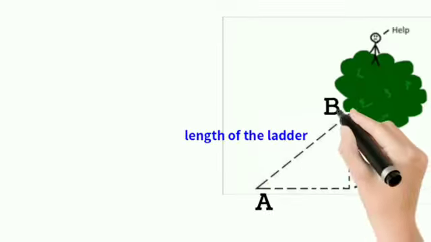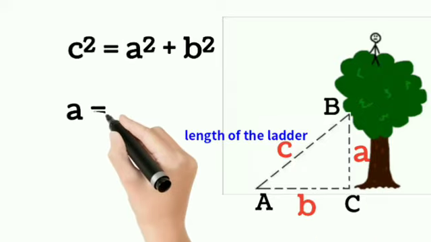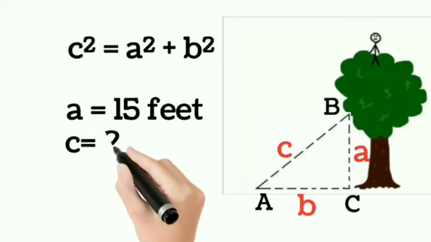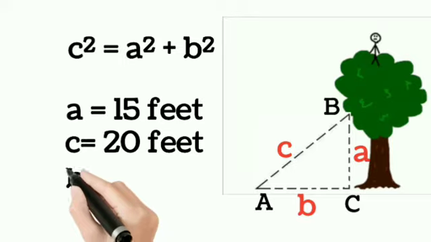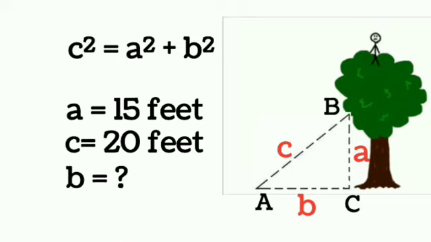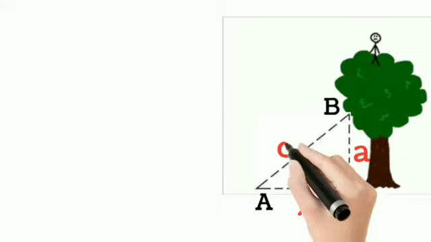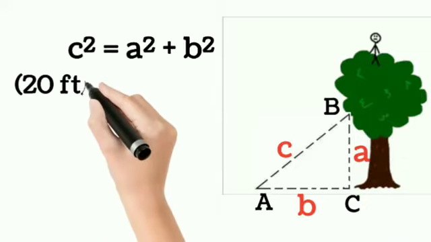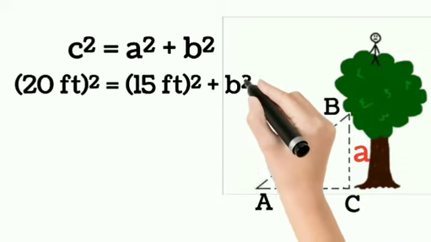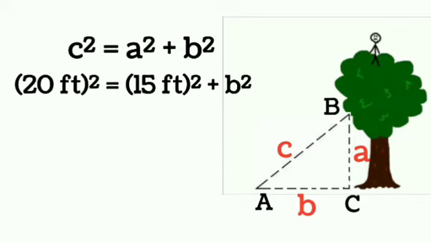For example, the height of the tree stem is 15 feet where the 20 feet ladder is to be leaned. Find the distance of the foot of the ladder to the base of the tree. Substituting the values, the equation will become the quantity of 20 feet squared is equal to the quantity of 15 feet squared plus b squared.